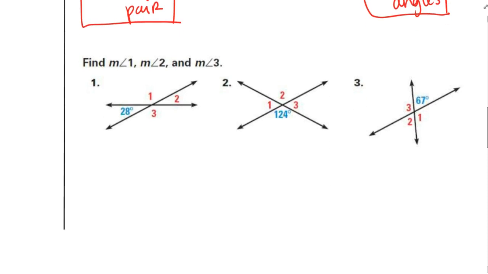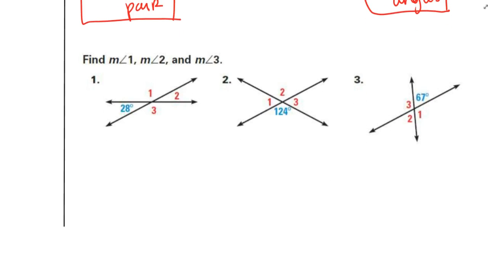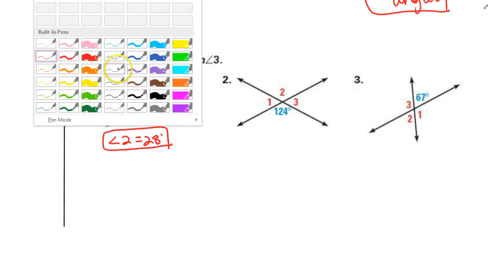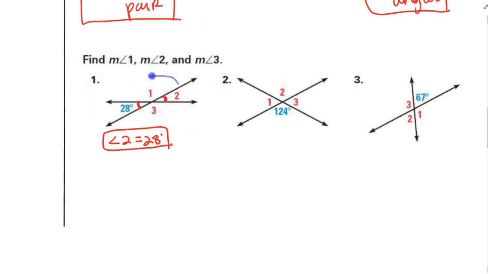Let's go down here. Find the measure of angle 1, angle 2, and angle 3. So looking at number 1, I like to attack those vertical angles first. So if this is 28 degrees, then angle 2 is also 28 degrees. Once you attack those vertical angles, then if you wanted to, you can look at your linear pairs. So look at this right here. This from here to here is 180. I'm going to write that down algebraically. So 28 degrees plus angle 1 equals 180 degrees. And if I subtract 28 from both sides, I end up getting that angle 1 is 152 degrees.